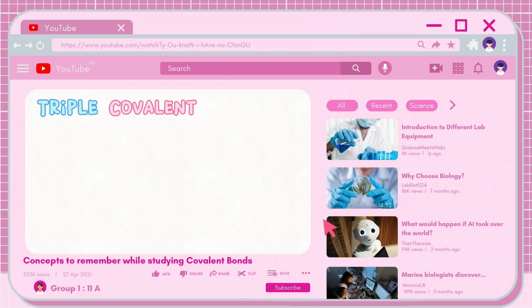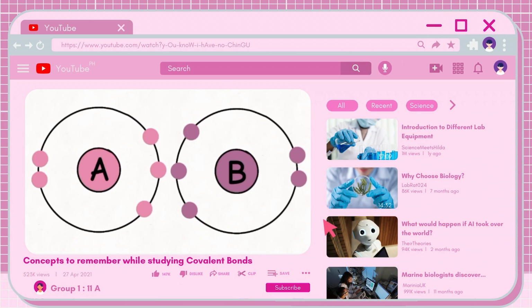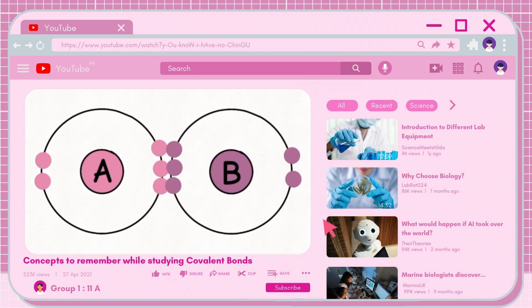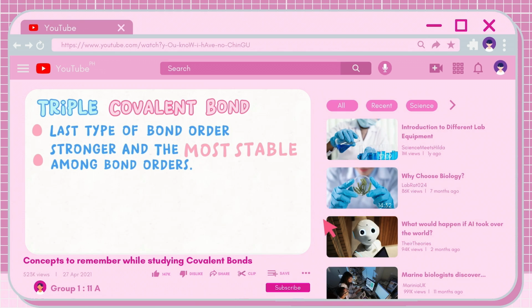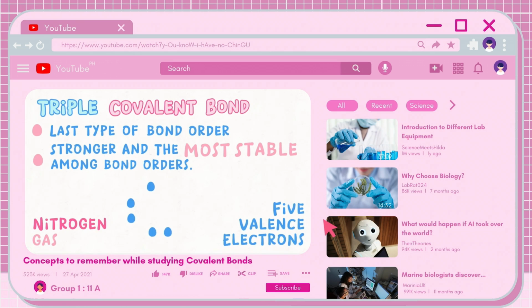The triple covalent bond is the last type of the so-called bond order. This bond order requires 3 pairs of electrons to be shared between atoms. Triple covalent bonding is also stronger and the most stable among the bond orders. An example of this is nitrogen gas. Since the valence electrons of nitrogen is 5, it still needs 3 electrons to complete the octet. And in order to do that, the atom needs to share 3 electrons with another atom.